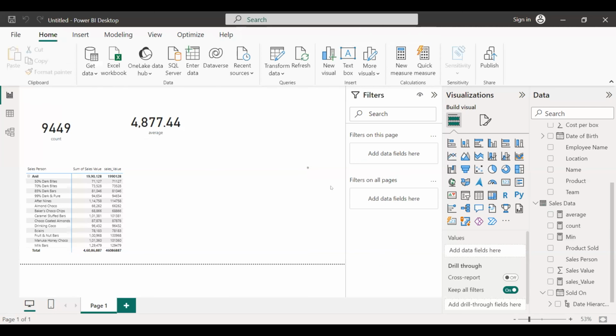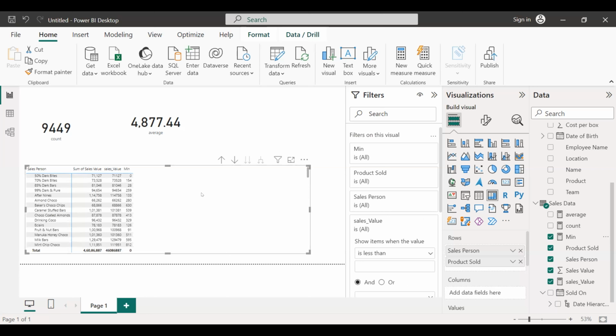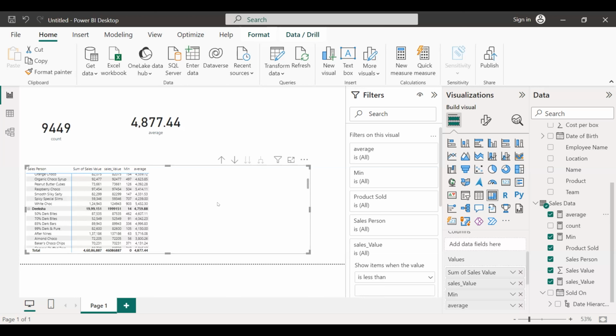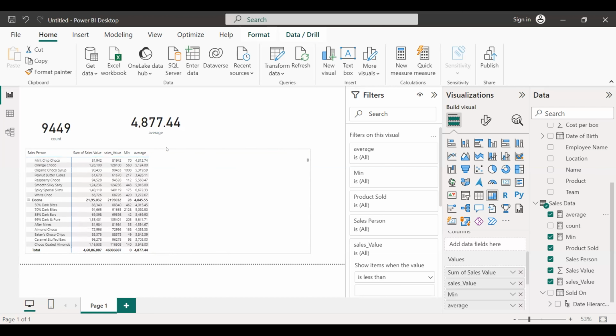So I will take another card, or rather insert this field into our matrix table, where our minimum shows the minimum sales value. So this is the minimum sales value for each person, and I will insert this average column again into this. So it will show the average sales for every person in that table.